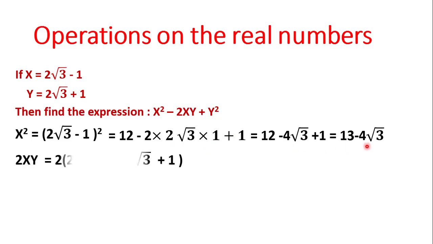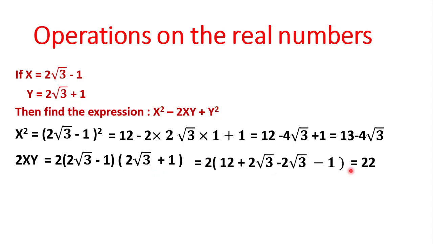By the same way, y power 2 and 2xy. 2xy now equals 2 times, this is x, 2 root 3 minus 1, and this is y, 2 root 3 plus 1. So the result will be 2 times, okay, 2 root 3 times 2 root 3 is 4 times 3, which is 12. And here we have negative 1 times 1, which is negative 1. Negative 1 times 2 root 3 is negative 2 root 3. So we have 2 root 3 and negative 2 root 3 cancelling. Then 12 minus 1 is 11. 11 times 2 is 22.